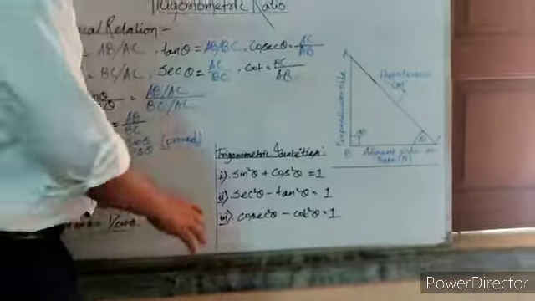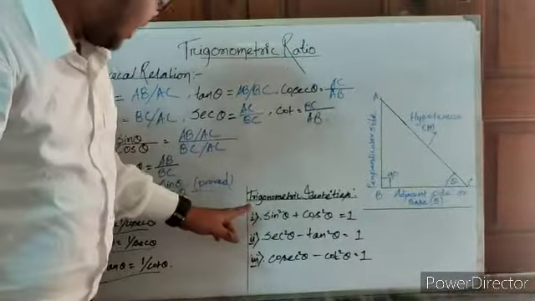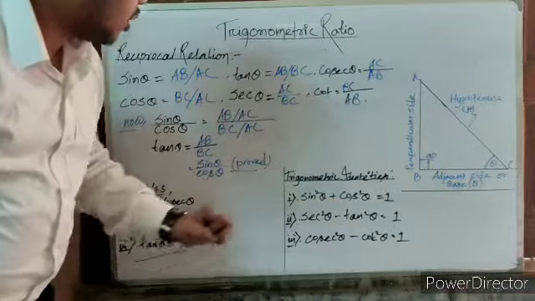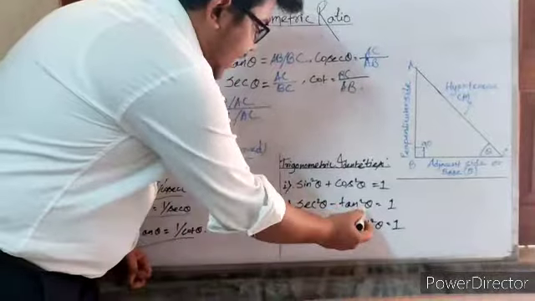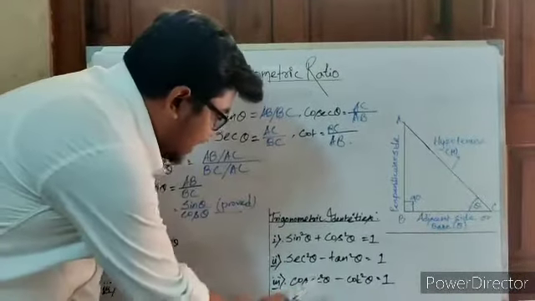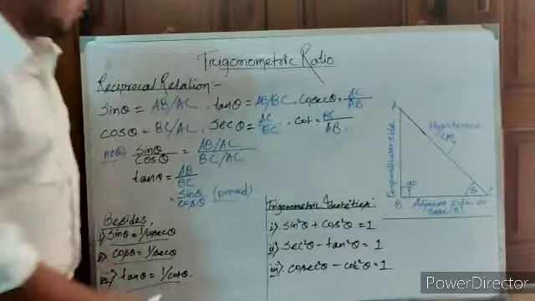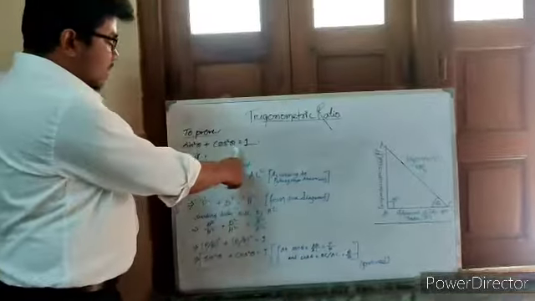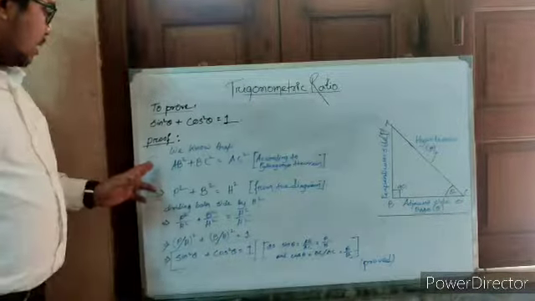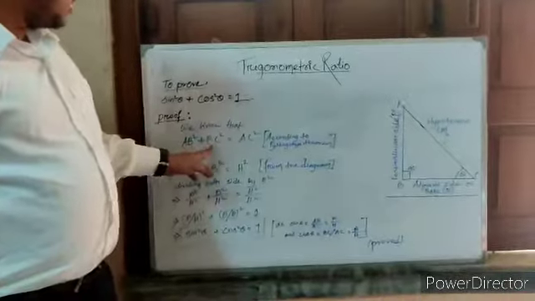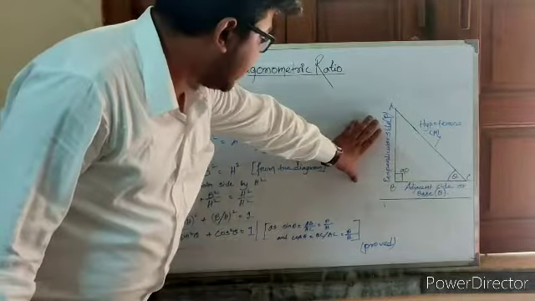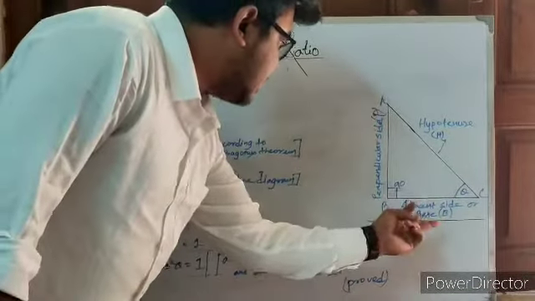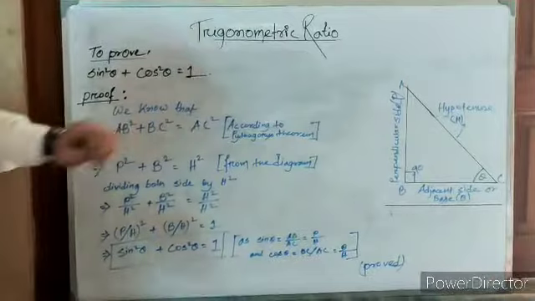Now there are 3 trigonometric identities. What are these? Sin square theta plus cos square theta equal to 1, sec square theta minus tan square theta equal to 1, and cosec square theta minus cot square theta equal to 1, and we will prove that. Now we can see how to prove sin square theta plus cos square theta equal to 1. We know that AB square plus BC square equal to AC square, from this triangle ABC by the Pythagoras theorem.